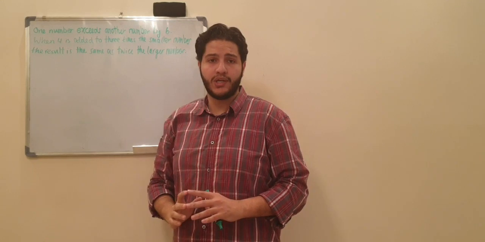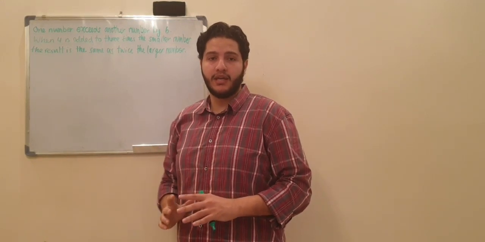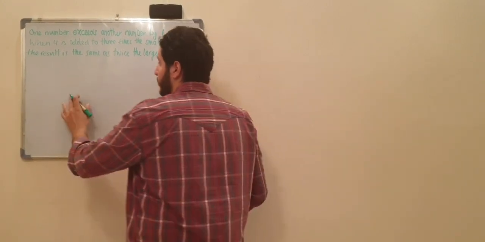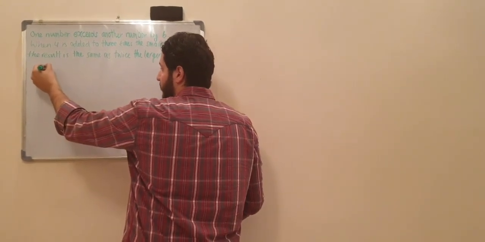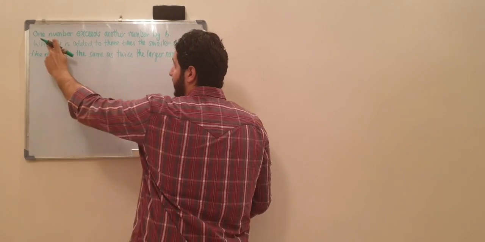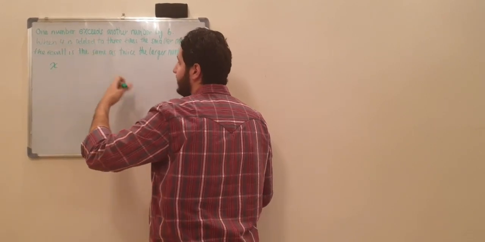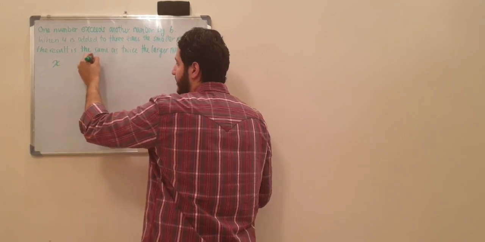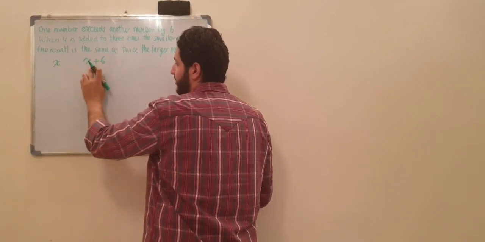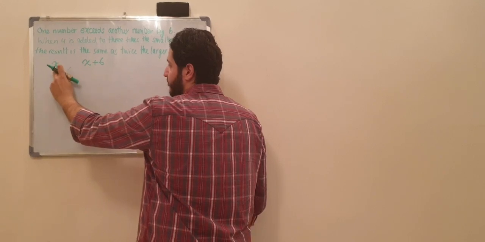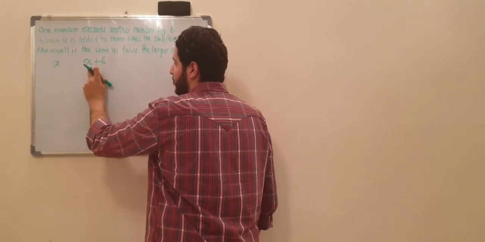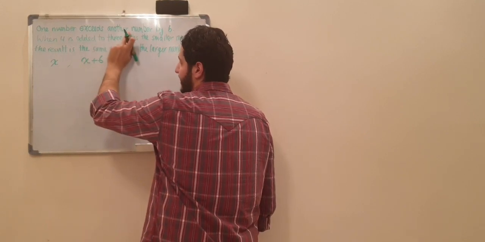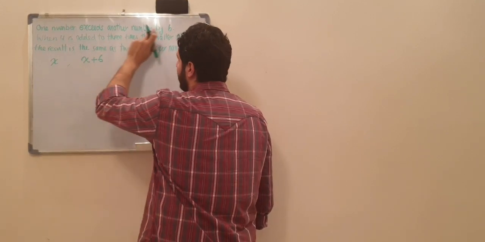So what you need to do is assume the expression for those two numbers. For example, I'm going to assume that the smaller number equals x. And then it says that one number exceeds the other by 6. So the bigger number is 6 more than the smaller number. So you have the smaller number as x, and the larger number is 6 more than the smaller number because it exceeds it by 6.